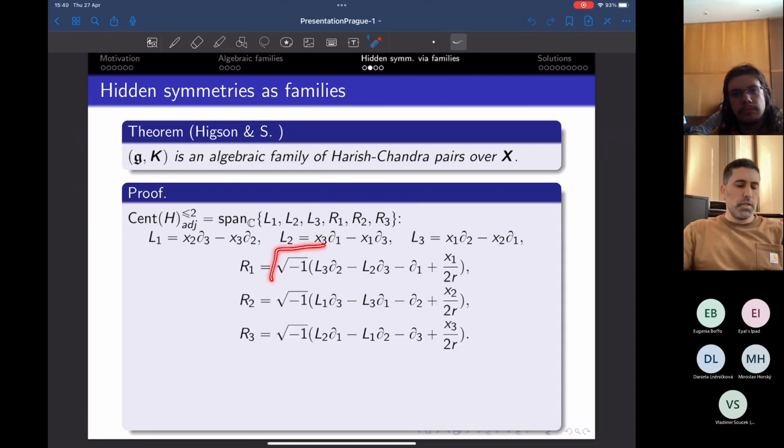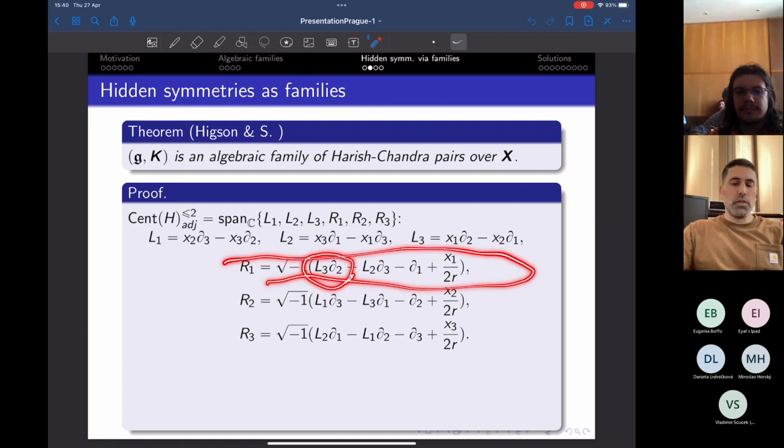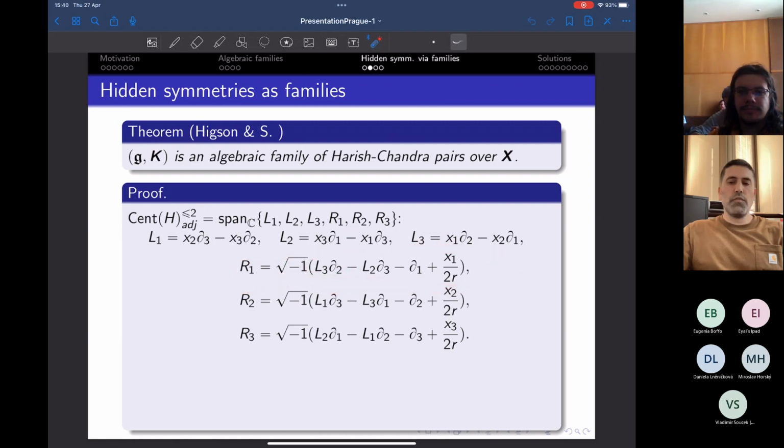Don't get intimidated by all those symbols. The important thing is that they are second-order differential operators. This partial 2 is just the derivative with respect to the second coordinate. This is a first-order differential operator, but this L3 is also a first-order differential operator. Altogether, this term is a second-order differential operator, and this is indeed a second-order differential operator.